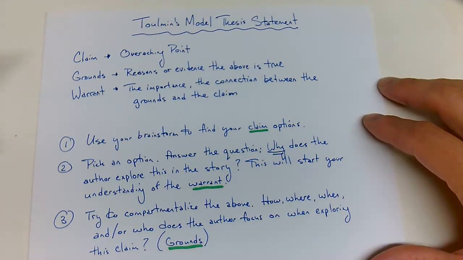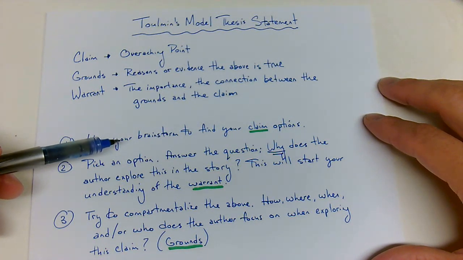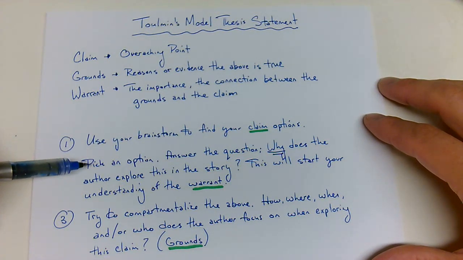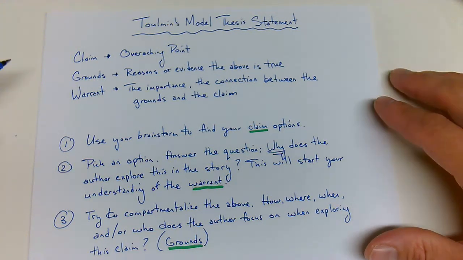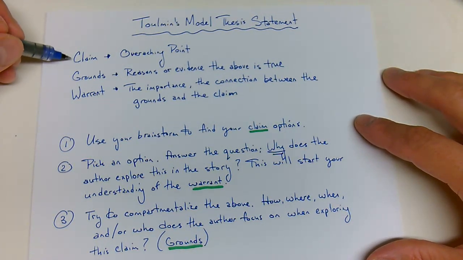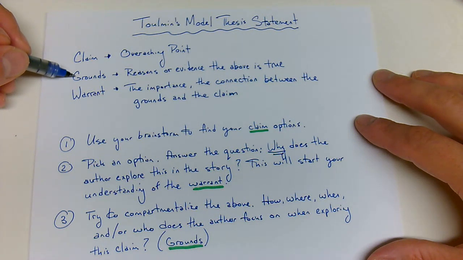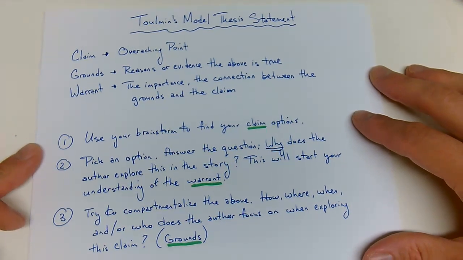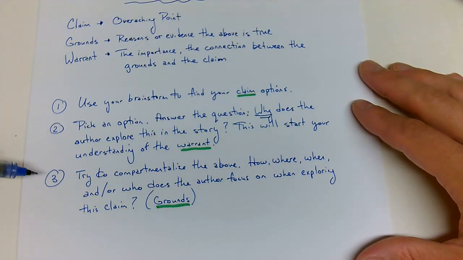The next thing I'm going to do, once I pick an option, is answer the question, why does the author explore this in the story? This will start your understanding of the warrant. So we're actually going to go out of order. We're going to go claim, then we're going to find the warrant, and then we're going to find the grounds. This is just what I'm doing. If you'd like to switch these, you can.